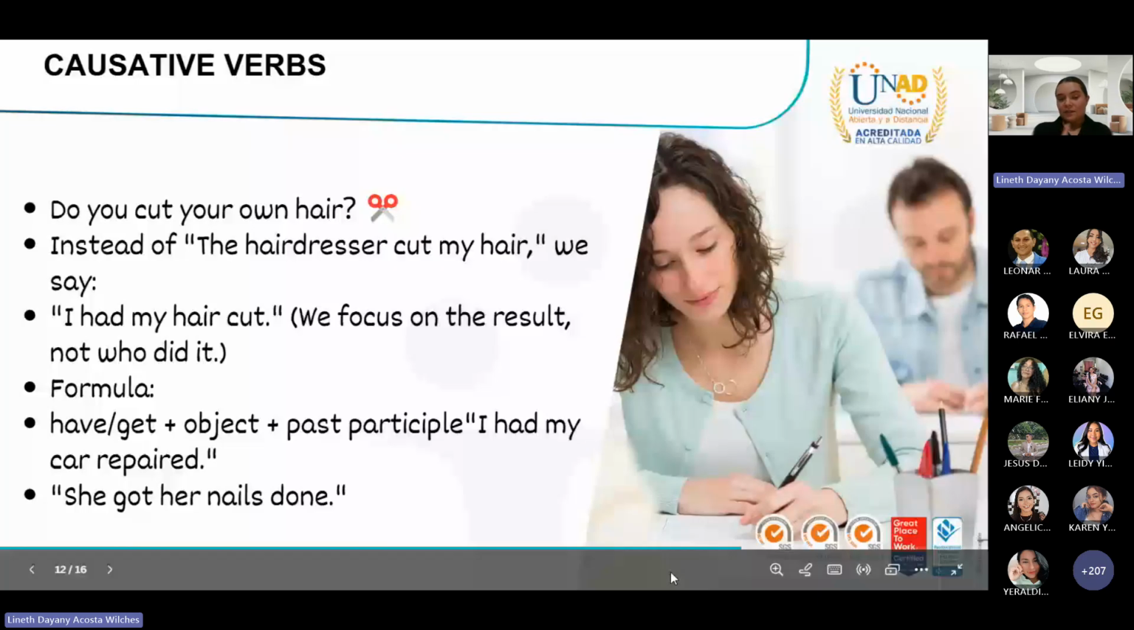So, I had my hair repaired. Okay, so as you can see here, she got her nails done. Those are some examples for this one. First, identify the verbal tense that you are going to use. Then you conjugate that: had, have, has, whatever, get, got, then the object, and the past participle, as you can see in the last example, she got her nails done. Usually it is in simple past. Why? Because it is something that you have done. Okay, it is in past.